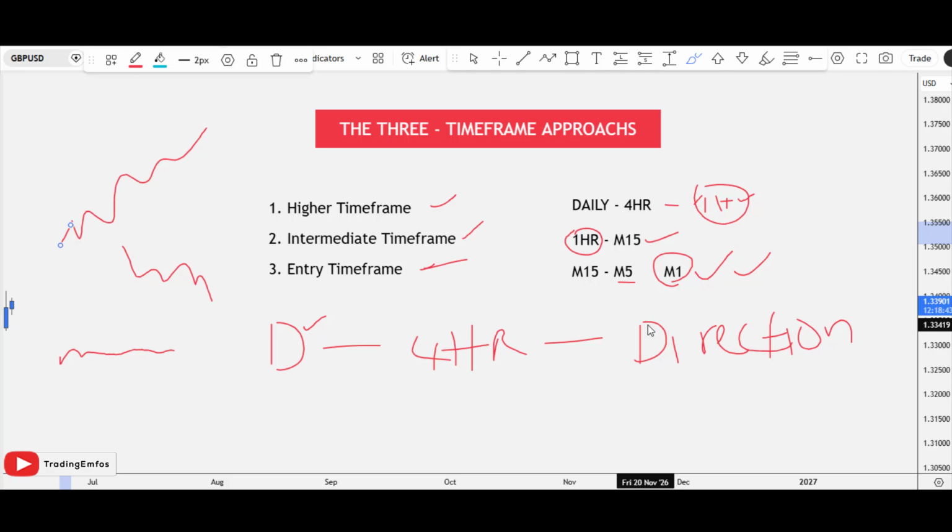Are buyers in control of the market at that moment? Are sellers in control of the market at that moment? Or is the market consolidating? Is it just ranging, creating equal highs and equal lows? You must know that first.